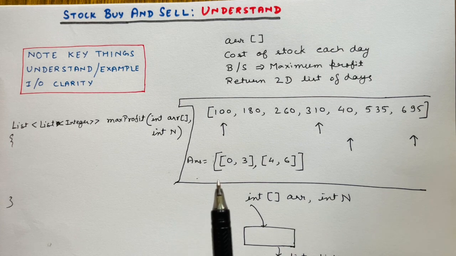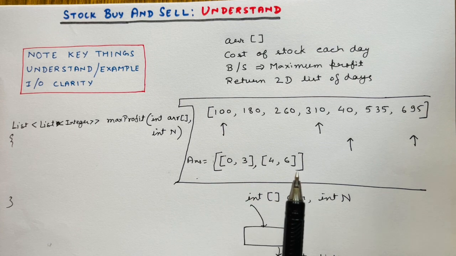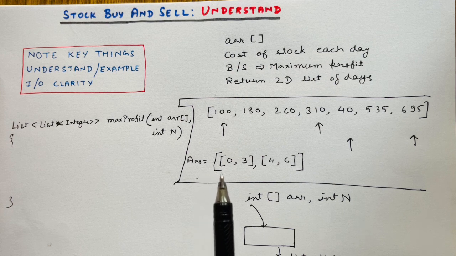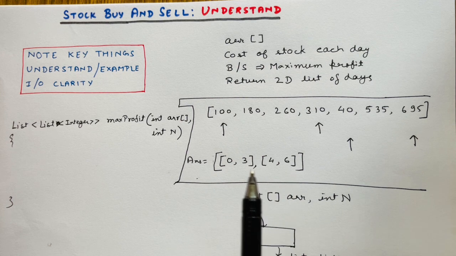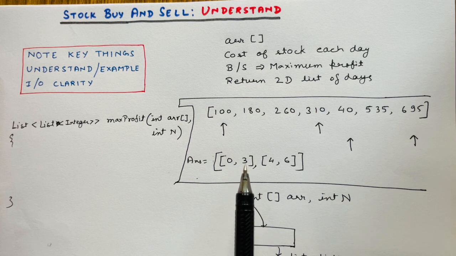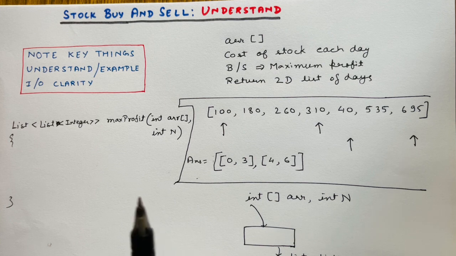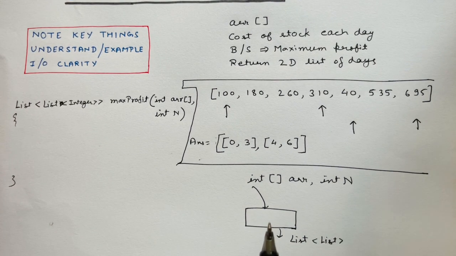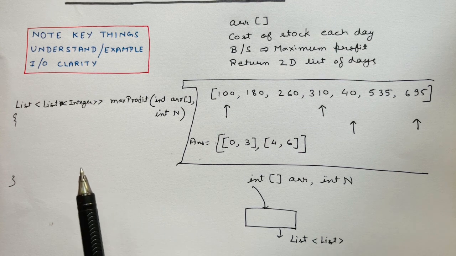We should also note the format of the output that we have to return. Basically, the output format is a list of lists, and each of these sublists contains only two elements. The first element represents the day on which we buy the stock, and the second element represents the day on which we sell the stock. So if we consider our solution as a black box, we are receiving the array and its size as an input. And what we have to return as output is a list of lists. So what will our function signature look like? It will look like this.